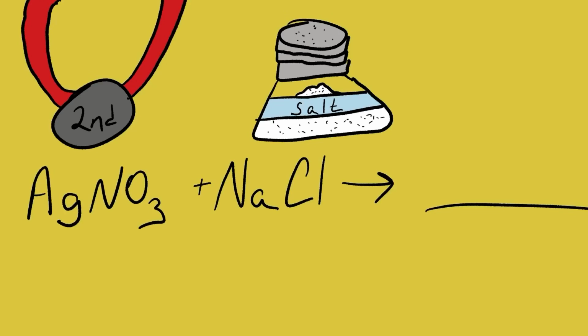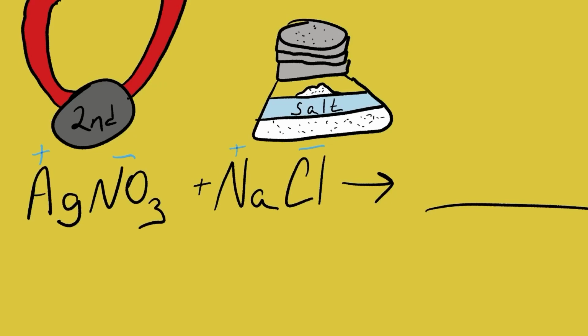That means we need to break these compounds into their components. Starting with silver nitrate, we can break that down into a positively charged portion, silver, and a negatively charged portion, the nitrate polyatomic ion. Then we can move into our sodium chloride compound. We also break that down into its charges by saying the sodium portion is positive and the chlorine portion is negative. Now that everything is labeled, we can start switching our molecules up.